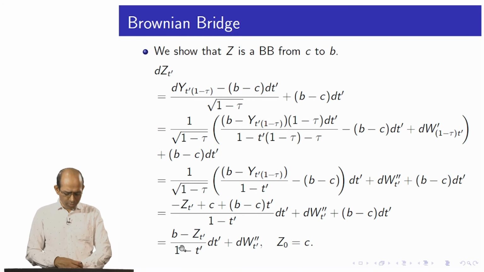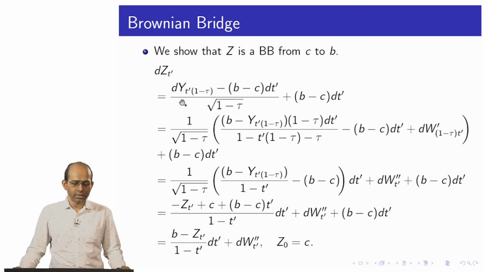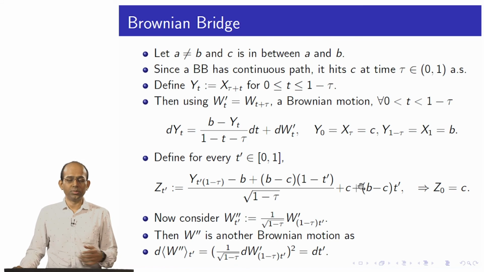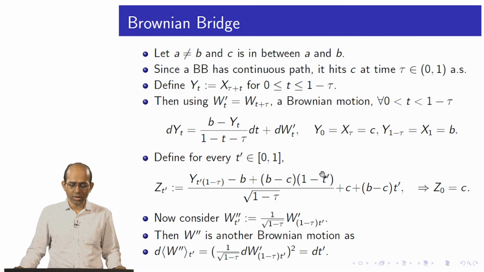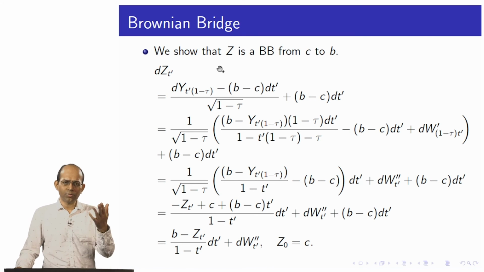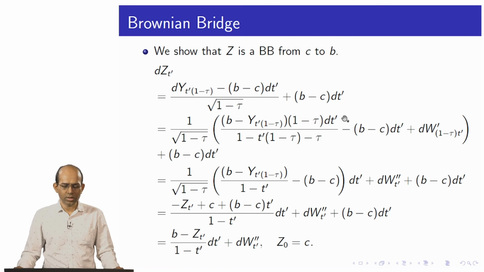The proof starts here. We have Z t prime equal to this expression, and we take the differential of both sides. When we take the differentials, this term would not appear here, but dY would appear. From here, minus dt prime times (B minus C) would appear, and from here dt prime times (B minus C) would appear. So, B minus C dt prime appears from that side, and here dY t prime, and minus (B minus C) dt prime.